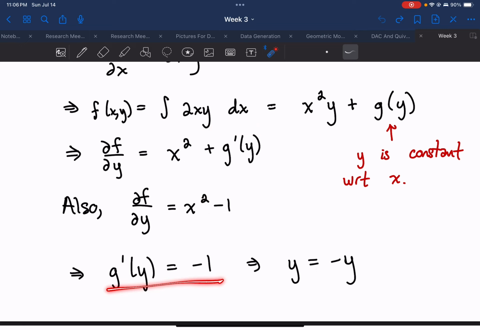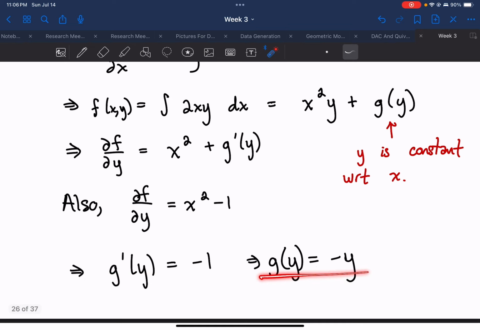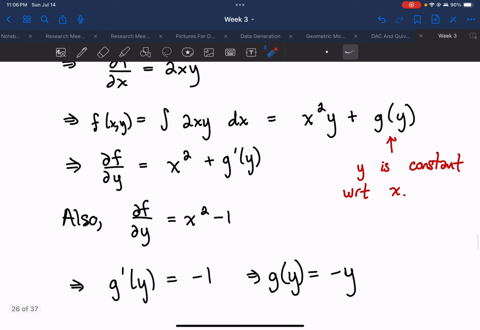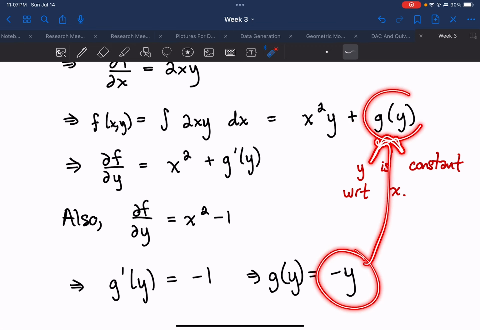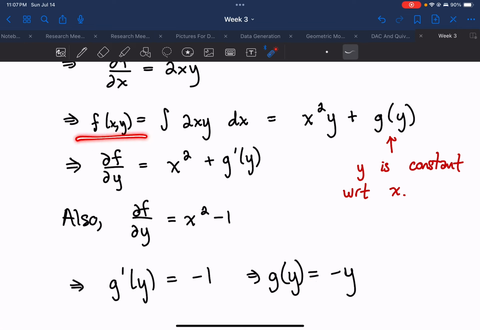So if I integrate both sides dy, I get g of y equals negative y. And that goes here. And then I have an expression for f.